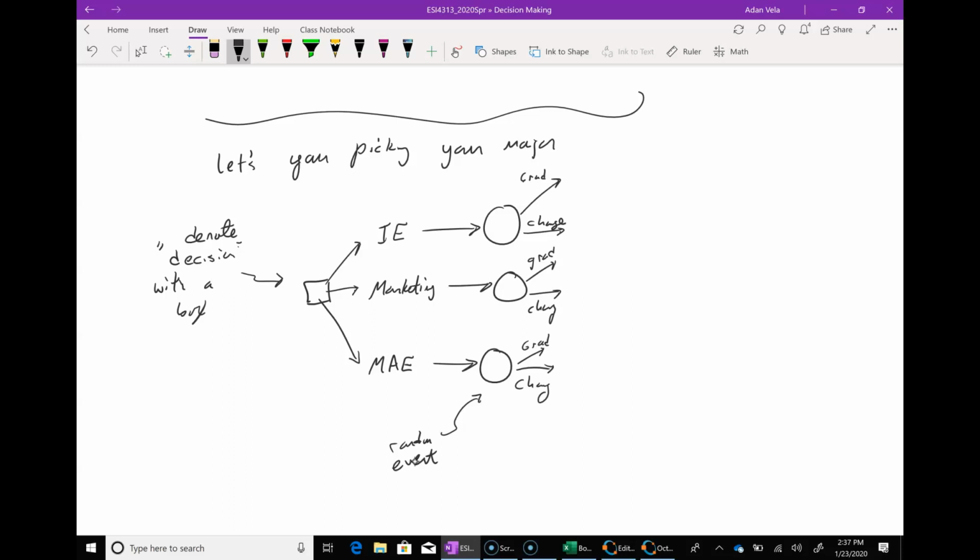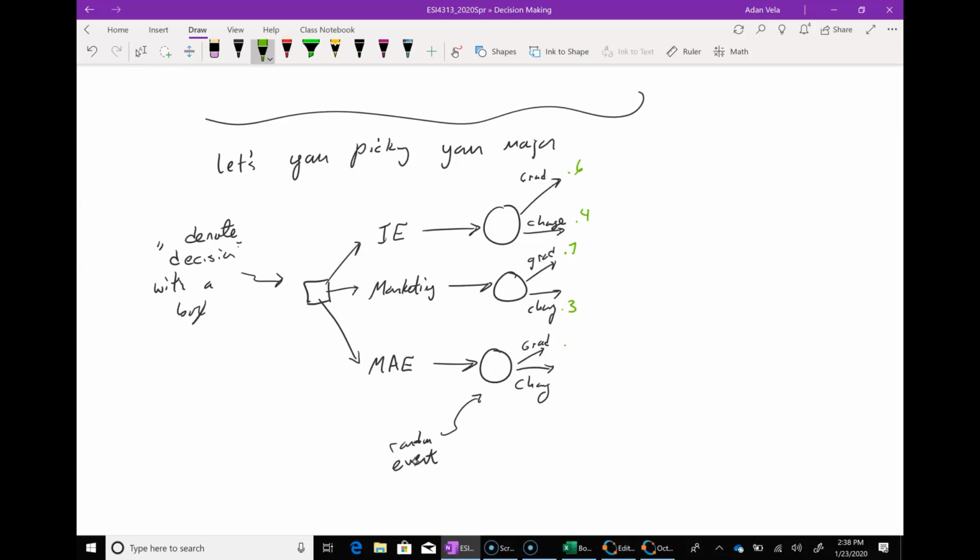Do you think the probabilities are the same for all these majors? Yeah, some of them are higher and lower. Okay, so let's say 70% of folks who start in marketing graduate in marketing. We'll just say changed major. Well, 30% changed their major. For IE, what fraction do you think keep it? Let's make it up. 0.6, and then 0.4. And for MAE?